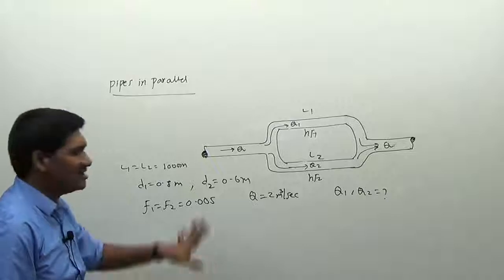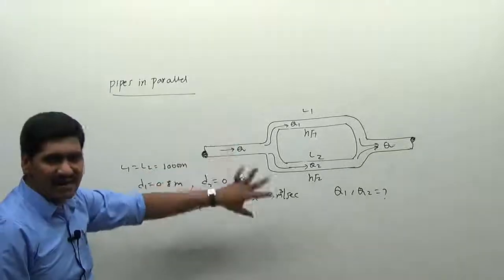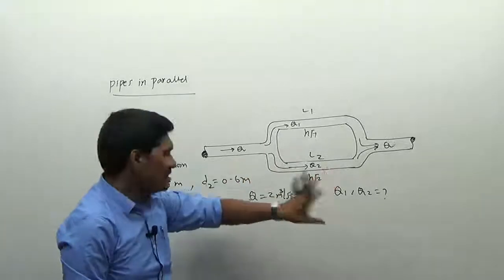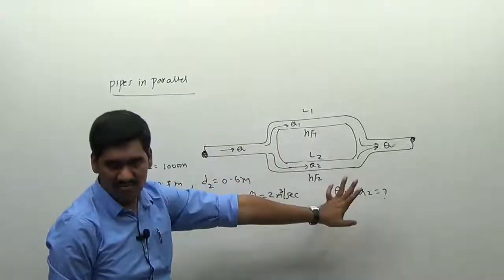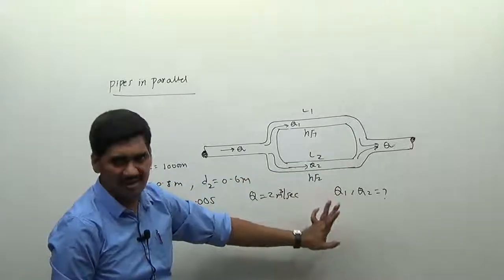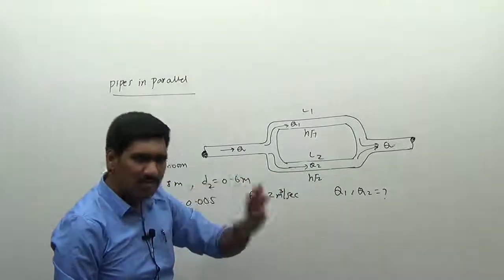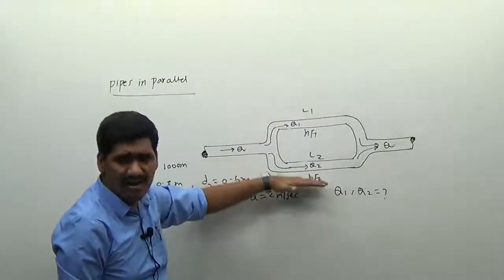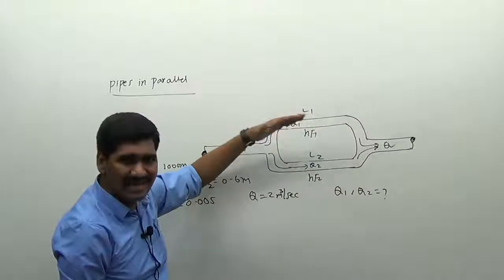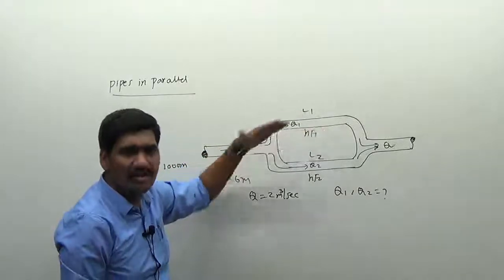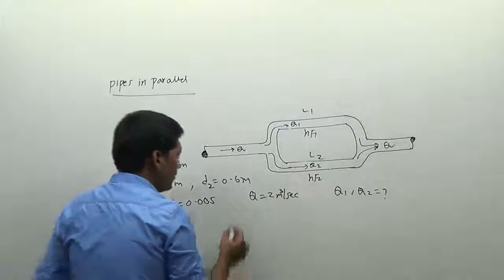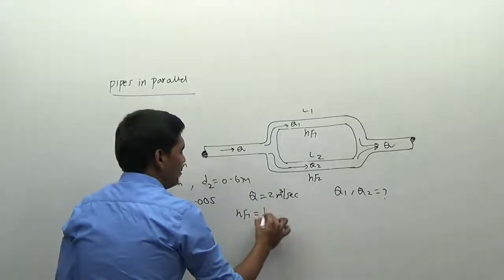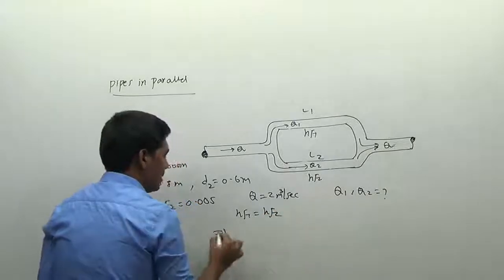There is no other relation other than the condition HF1 is equal to HF2. Therefore, in the examination, if you see 2 pipes arranged in parallel to each other, just remember one point: if any 2 pipes are parallel to each other, you have to equate the loss of head in pipe 1 to the loss of head in pipe 2. Therefore, I am writing HF1 is equal to HF2 here.